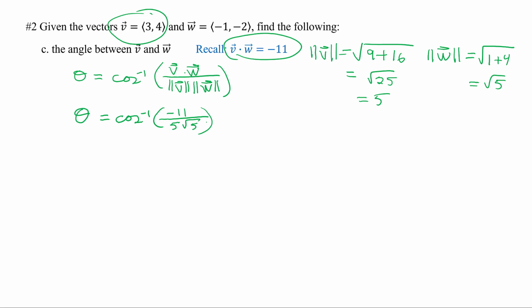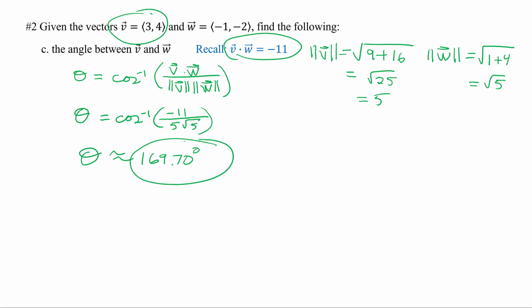Okay, and so we have the cosine inverse of negative 11 over 5 square root 5. If you plug that in a calculator, you should get approximately, and we're rounding to the nearest hundredth here, 169.70 degrees. And when we're talking about vectors, we usually do use degrees here. So this should be the angle between those two vectors, 169.70. All right.